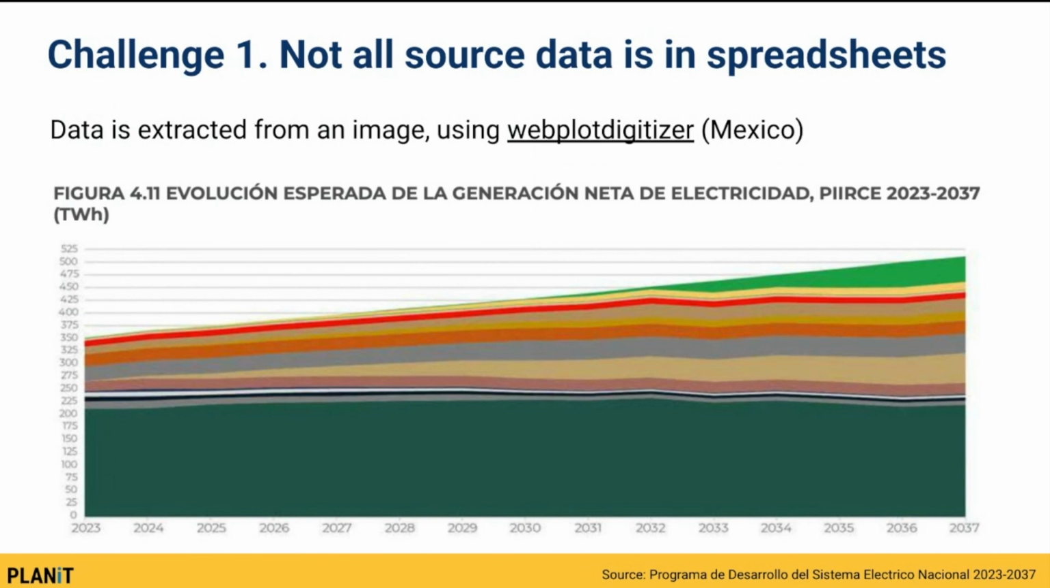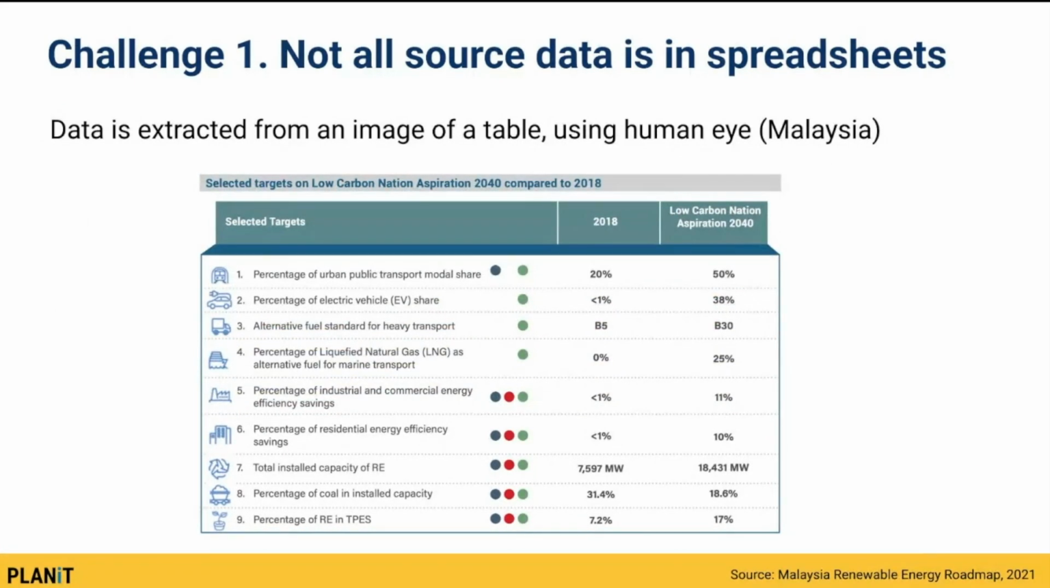Mexico doesn't have a declared target in gigawatts, but this is hidden in this awfully presented image. And we had to use a tool called Webplot Digitizer to sort of guess what that number actually is, to extract data from it. And in Malaysia, they give this very nice table, but it's not text, it's an image. So machines can't read it.